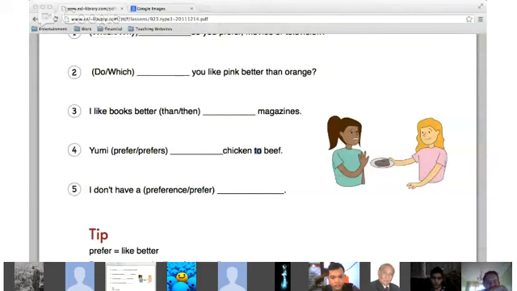Teacher, can we say instead of? Yes, you can say instead of. Chicken instead of beef. Yep, prefers chicken instead of beef. So we can say to, rather than, and instead of.